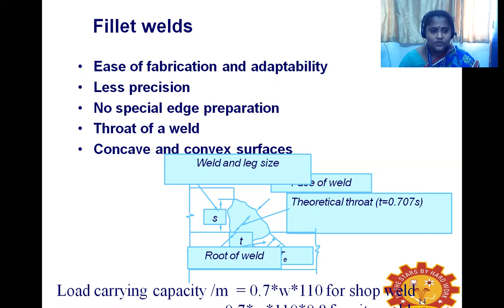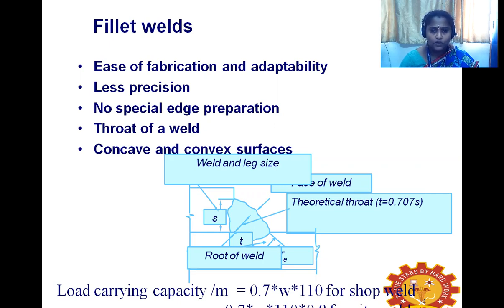Less precision, no special edge preparation, which is most important. You have to prepare the edge for other kinds. Throat of weld, concave and convex, both the surfaces can be arrived here. And this is a theoretical example for that. And the formula for arriving the load carrying capacity of the weld is given here.